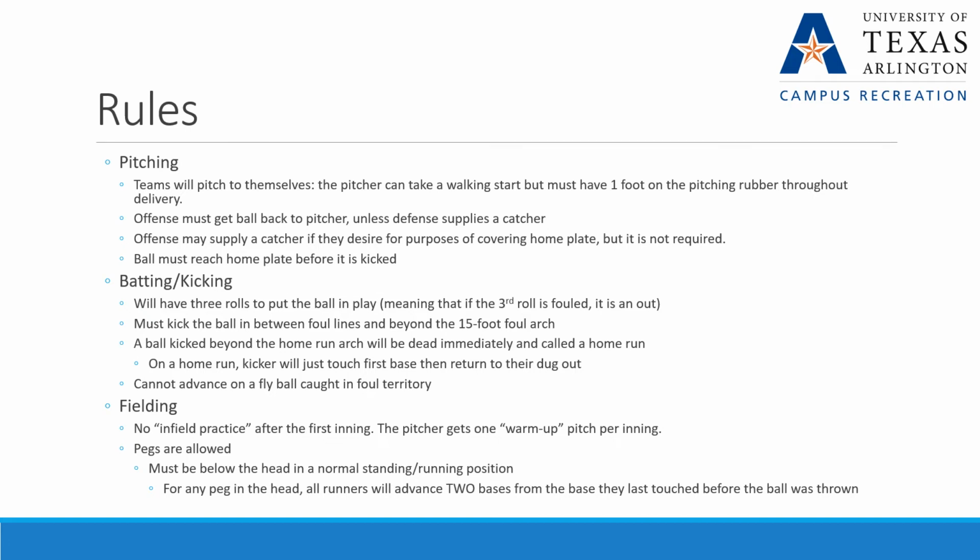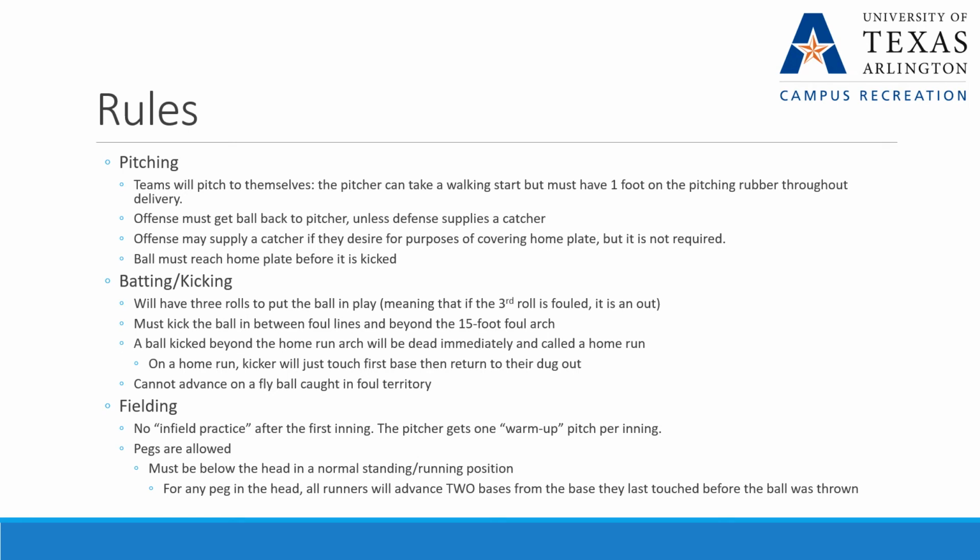Teams pitch the ball to themselves. The pitcher can take a walking start, but at the point of delivery, they have to have 1 foot on the pitching rubber. Offense must get the ball back to the pitcher unless the defense supplies a catcher. The offense may supply a catcher if they desire, for purposes of covering home plate, but it is not required. This counts as one of the players in the field.